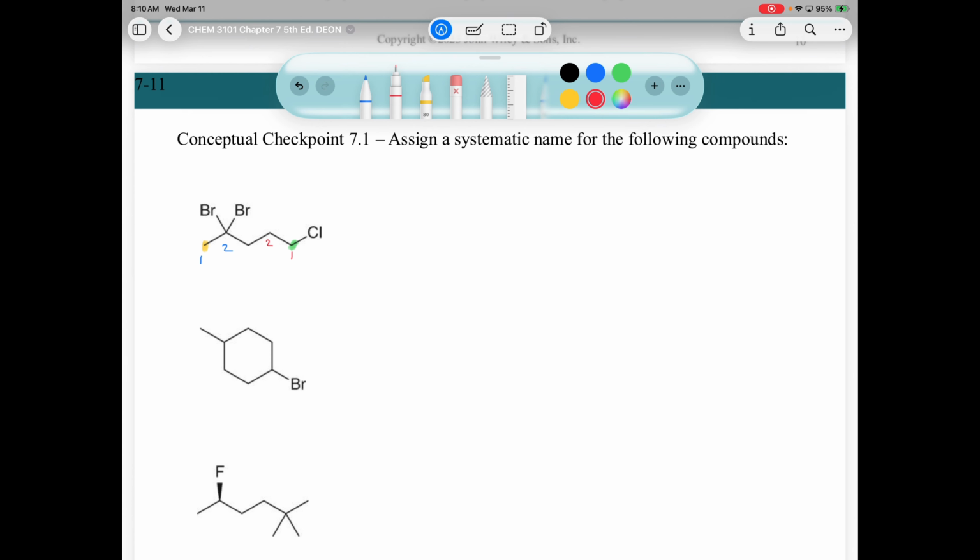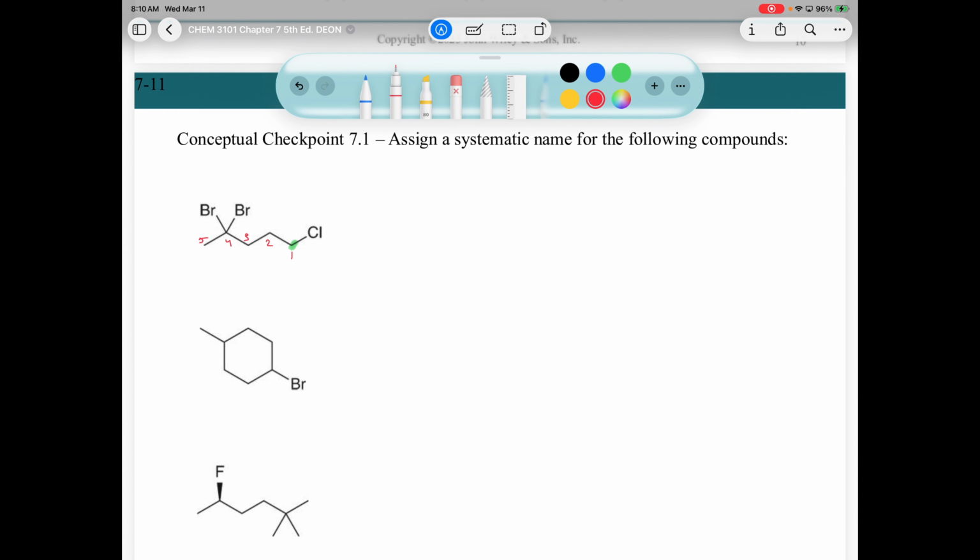Remember, the rule is we seek to give the first substituent the lowest possible number. Don't worry about the rest of them. Just give the first substituent the lowest possible number. Therefore, the green carbon is where we're going to want to start. So I'll just delete this here, and we'll label those carbons 1, 2, 3, 4, 5. Now we've got a 4,4-dibromo, and we have a 1-chloro.